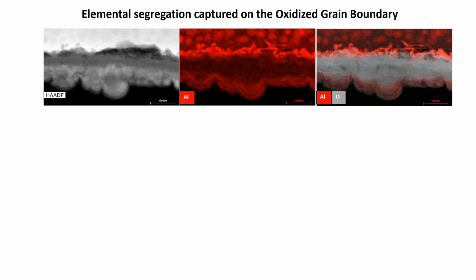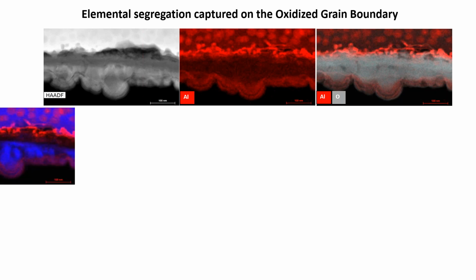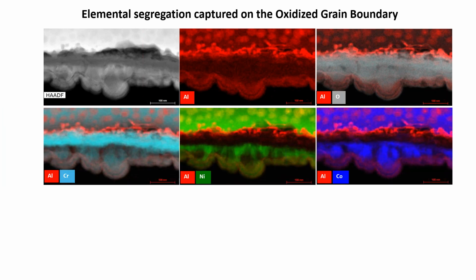Next slide. The elemental segregation and oxidation. With the EDS technique and the high resolution that we have, we can actually map. On the left side is the HAADF image, and the middle and the right are aluminum and oxygen. If you know the composition of the alloy, you can map out where each element is.